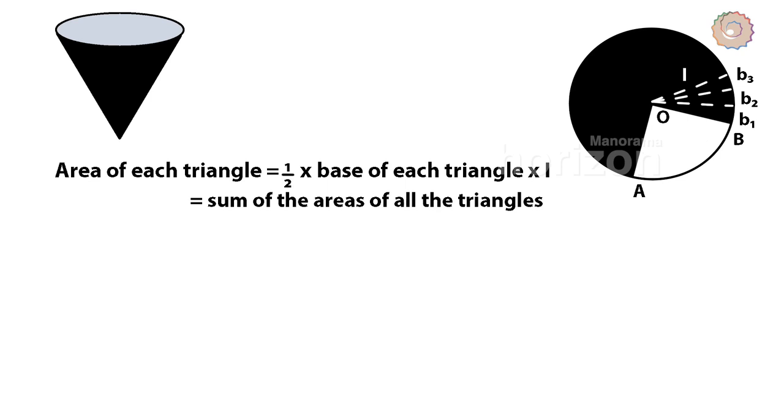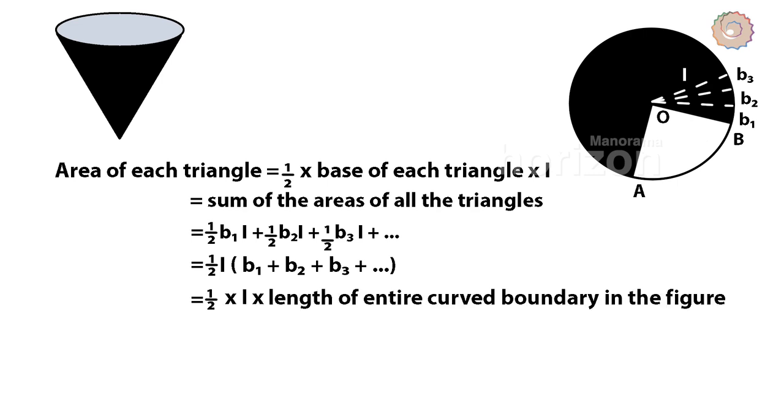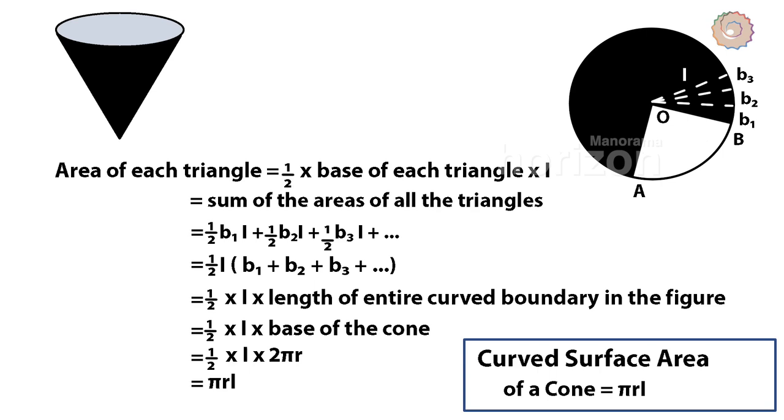So the sum of the areas of all the triangles is half B1 l plus half B2 l plus half B3 l, and so on. That is, you take half l common in brackets, B1 plus B2 plus B3, and it goes on. That is half into l into the length of the entire curved boundary in the figure. That is, 1 by 2 into l into the circumference of the base of the cone, which is equal to half into l into 2 pi r, giving you pi r l. Therefore, the curved surface area of the cone is pi r l.